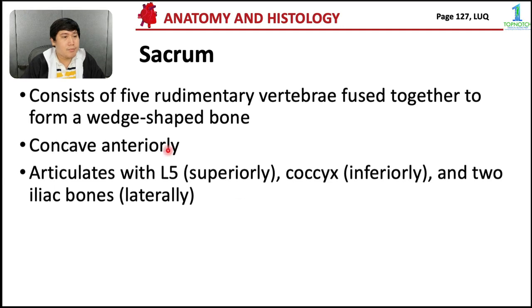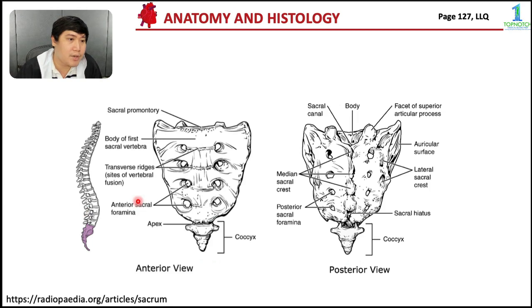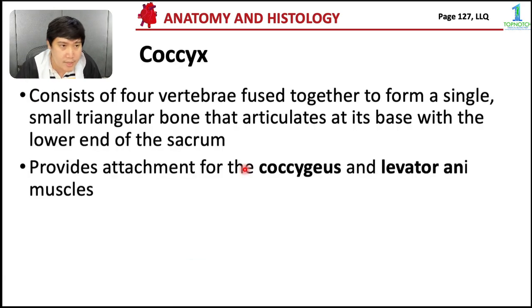Next, the sacrum consists of 5 rudimentary vertebrae fused together. It articulates with L5 to form the lumbosacral joint. It articulates with the coccyx inferiorly to form the sacrococcygeal joint. And then it will articulate with the iliac bones to form your sacroiliac joints. And the coccyx, similarly, is initially 4 vertebrae, which will eventually fuse into a single bone. This provides attachment of the coccygeus and levator ani muscles.